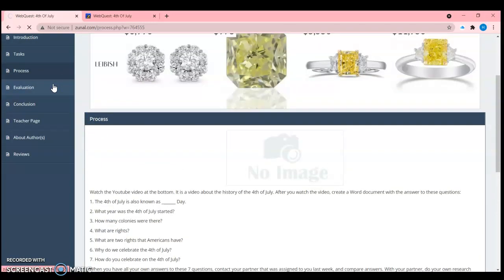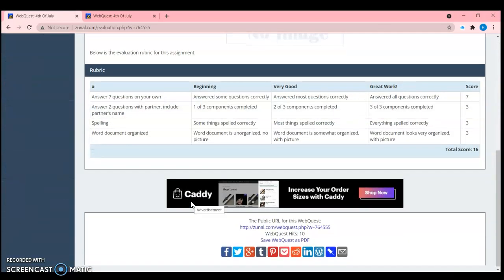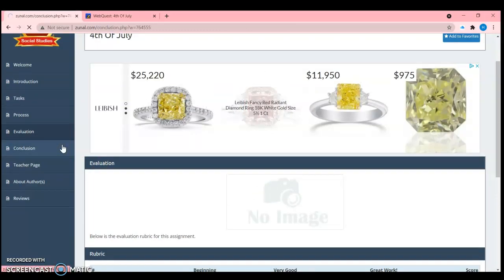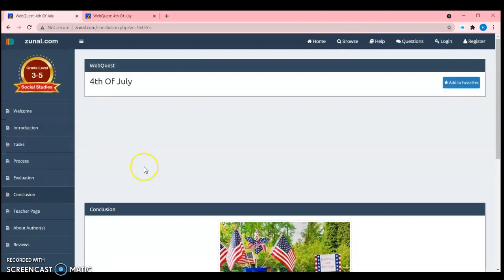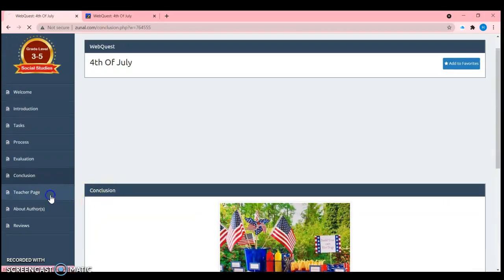Under evaluation, it gives a rubric that the students would be graded on with their score total on the side. Under conclusion, it just concludes what the students should have learned about the 4th of July, that it was a major day in history and why we celebrate it today.